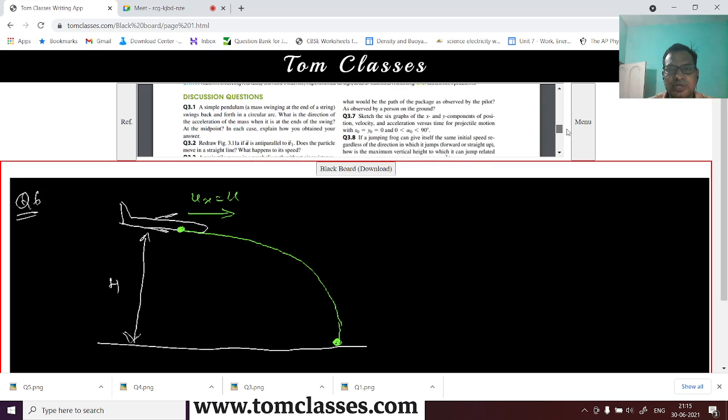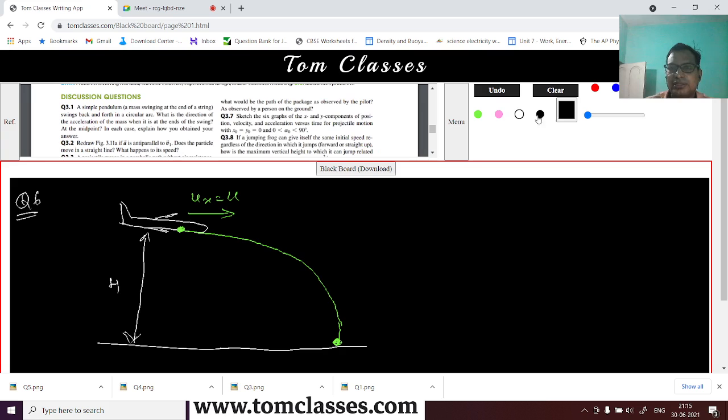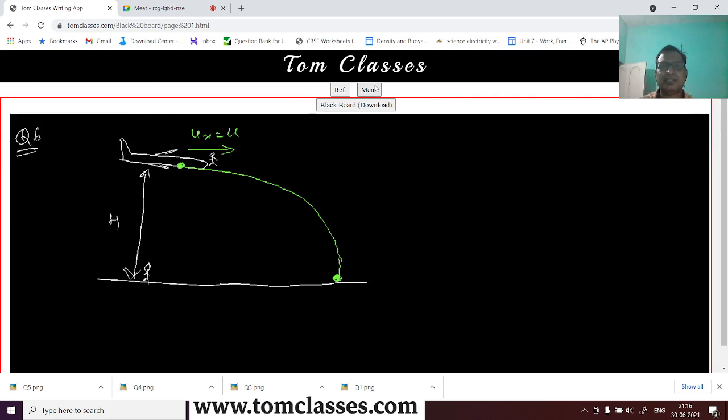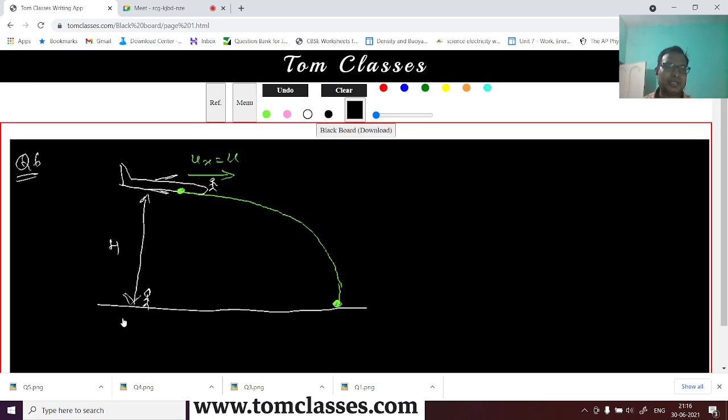If we ignore the air resistance, we have ignored it. What will be the path of the package as observed by the pilot? And as observed by the person on the ground. So now he is talking about the path. Now you see what the path is going to be. There are two persons, so let's call one person over here and one person over here, right? So what has to be the path? This person here is stationary, right? So this is a stationary person.